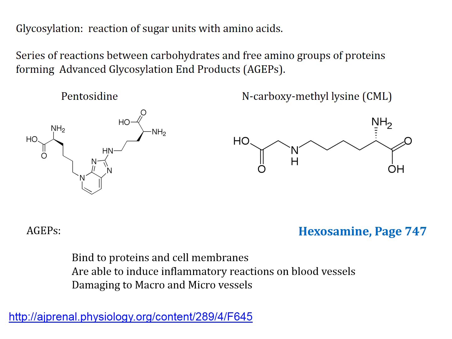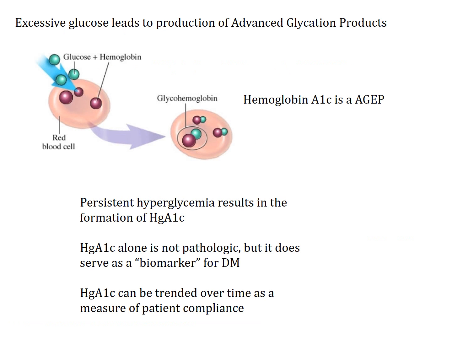Again, AGEs, advanced glycation end products. Sugar binds to the proteins. On proteins and cell membranes, it's going to induce inflammatory reactions on blood vessels, and that inflammatory reaction is going to be pathogenic to the big macro vessels and the small micro vessels. So hemoglobin A1C is actually an advanced glycation product.